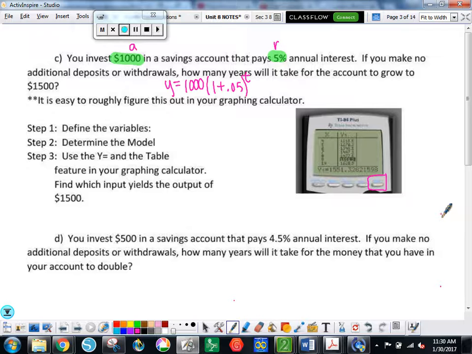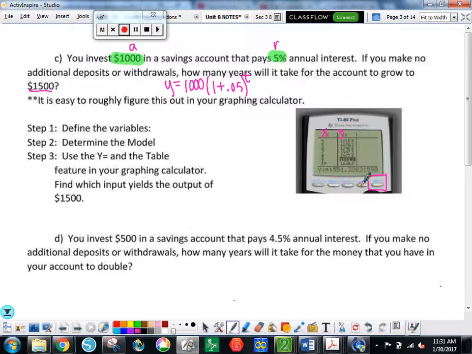Alright, are you with me? It's hard to tell because I don't have one. So you have a screen that looks kind of like this with an X right here and a Y right here. And it has 1, 2, 3, 4, 5 and then a bunch of numbers. So we want to know roughly how long it's going to take to grow to $1,500. So where on here is Y $1,500?